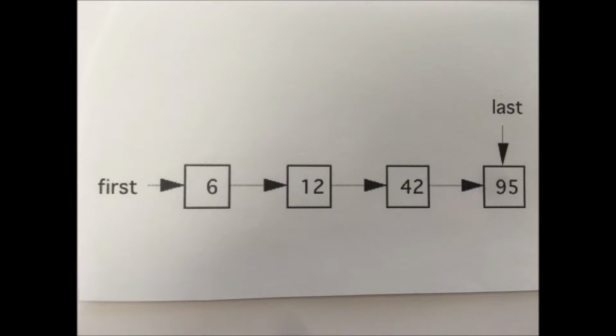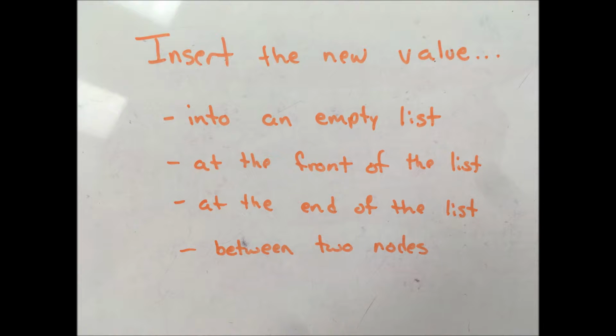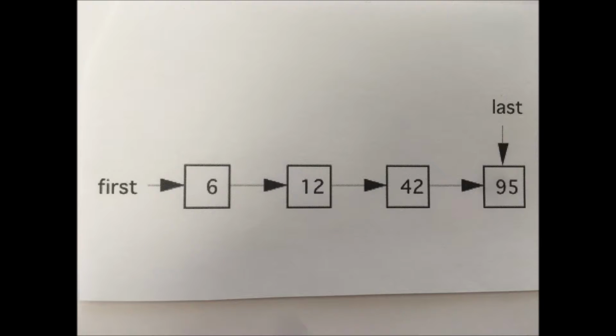2 of the cases are easy to identify and solve. The empty list case, and placing the new value in front of the list. Adding a value to the end of the list is easy to identify and solve if you maintain a marker to the last node. To assist us in our discussion of linked algorithms, 2 definitions will be helpful.